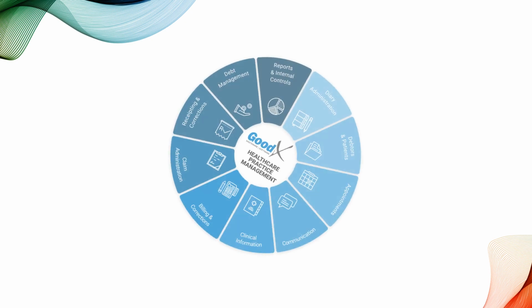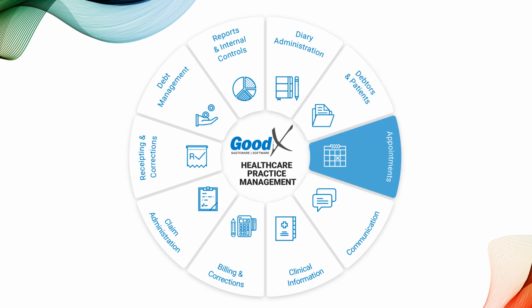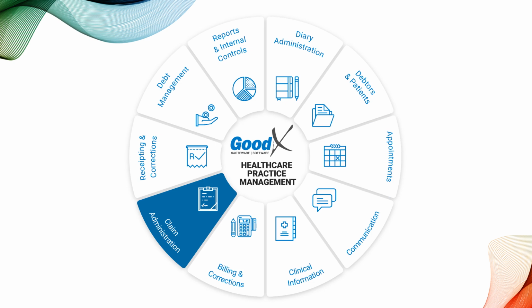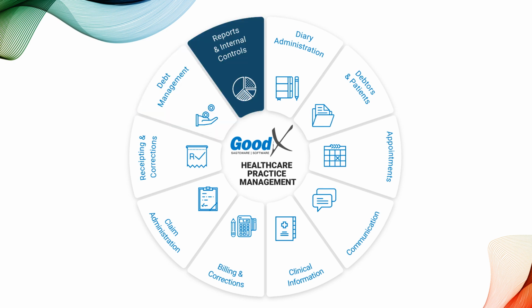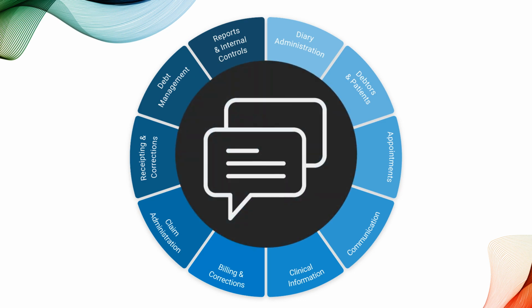The processes that we will discuss are diary administration, debtors and patients, appointments, clinical information, billing and corrections, claim administration, receipting and corrections, debt management, as well as reports and internal controls. Communication occurs during the entire process and happens in most phases. It will be indicated with this symbol.